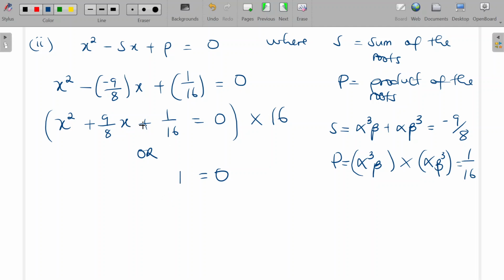16 times 9 over 8x, it's going to give you 18. Okay, not 8, so 8 into 8 is 1, 8 into 16 is 2, and 2 times 9 is going to give you 18, yes. 18x plus 16 times this, it's going to give you plus 16x to the power 2. And you can give either answer, okay, it will still be correct.